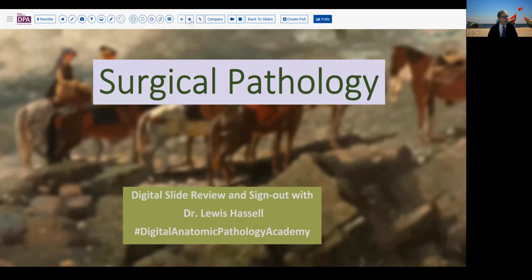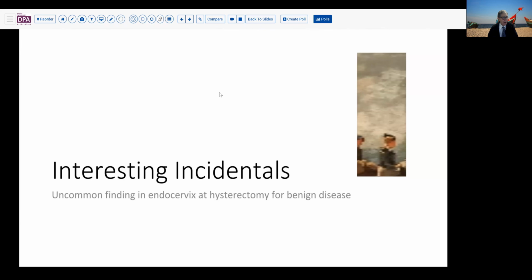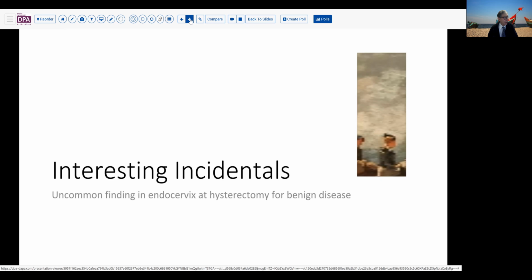I'm Dr. Louis Hassel, and I'd like to share with you a case today that's not terribly dramatic, but somewhat of an interesting novelty. It's part of what we have begun to term the interesting incidentals that we come across in pathology that make pathology so engaging and interesting. So this was an uncommon finding in the endocervix in a patient who had a hysterectomy for benign disease. There was nothing particularly concerning in her history.